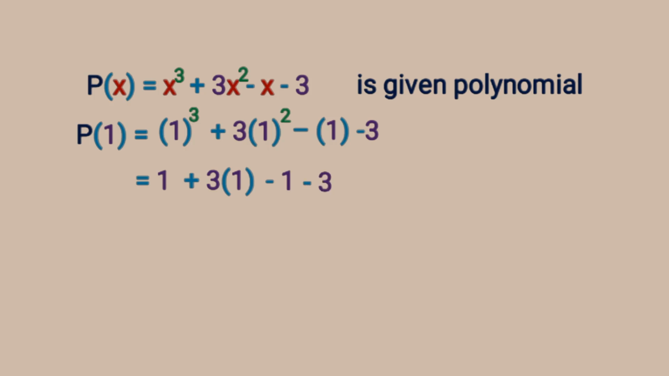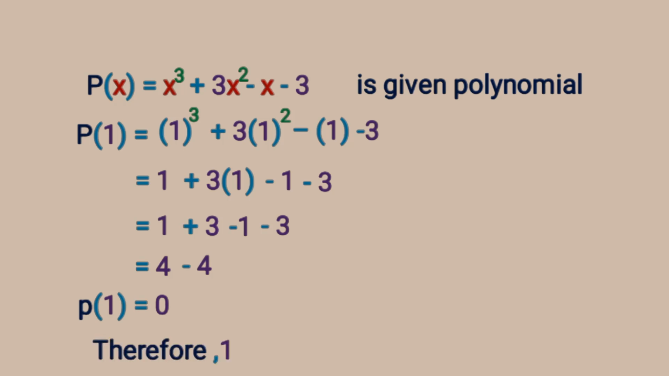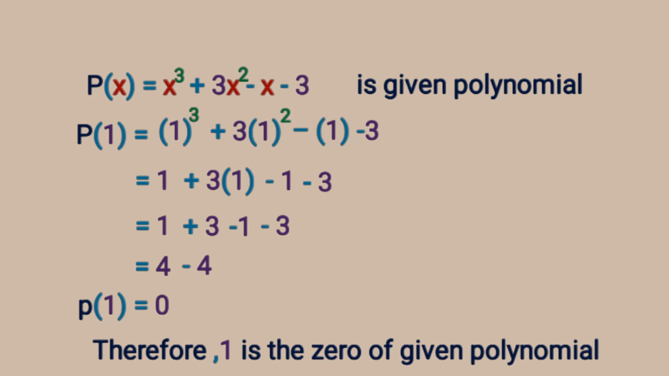Now here again, if we simplify this, we get 1 plus 3 into 1 equals 3, and minus 1 minus 3. Now by adding 1 plus 3 we get 4, and by adding minus 1 and minus 3 we get minus 4, and by simplifying this we get 0. So we get p of 1 equals 0. So by substituting 1 in the place of variable x, we get the polynomial value as 0. That means the given value 1 is the 0 of the given polynomial.